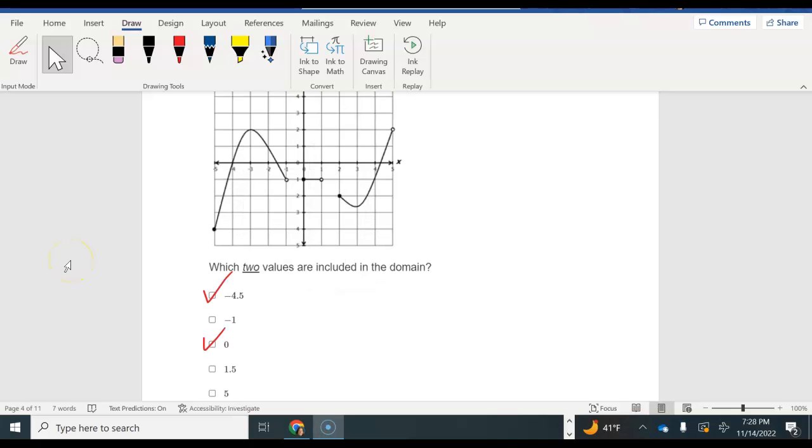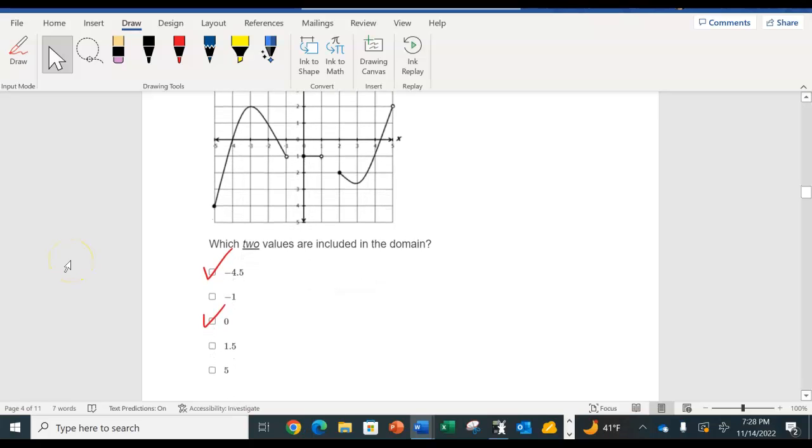All right, the next one is a piecewise function, and it says which two values are included in the domain. Again, remember, domain is your x's. Here's your x's right here. Okay, so which two values are included? -4.5. So -4.5 is here. This is a continuous line between -5 and -4, so that is included in the domain.